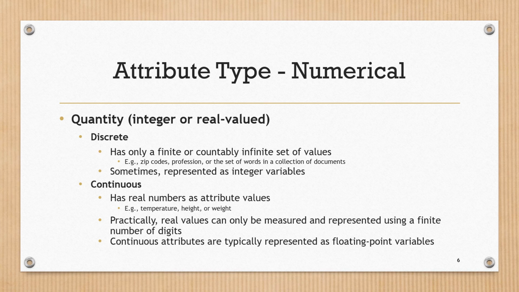The third type of attribute is numerical attribute. A numerical attribute describes the quantity of the characteristic, which can be further classified into a discrete numerical value and a continuous numerical value. A discrete numerical attribute has only a finite or countably infinite set of values, which sometimes are represented as integer variables. For example, the number of students in each department.